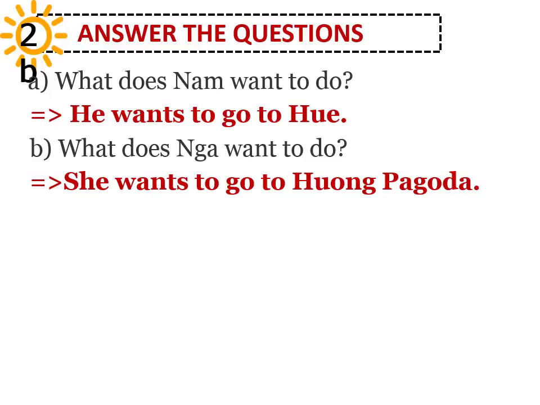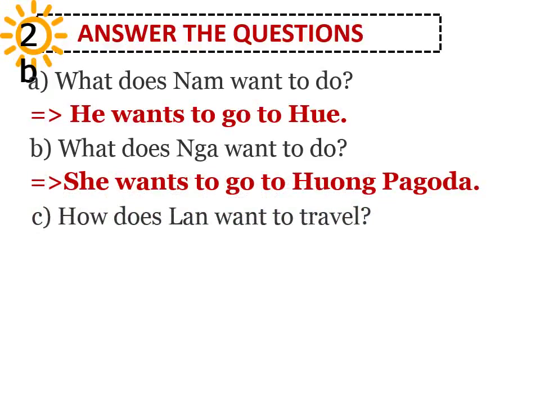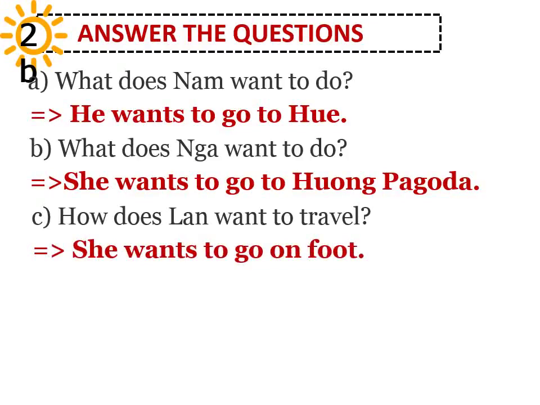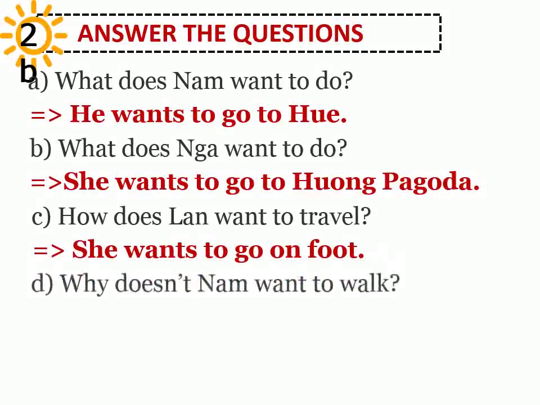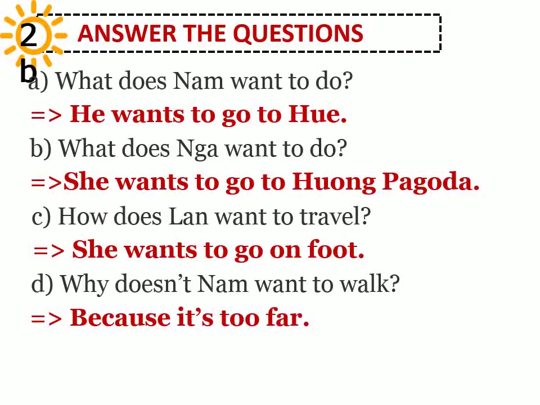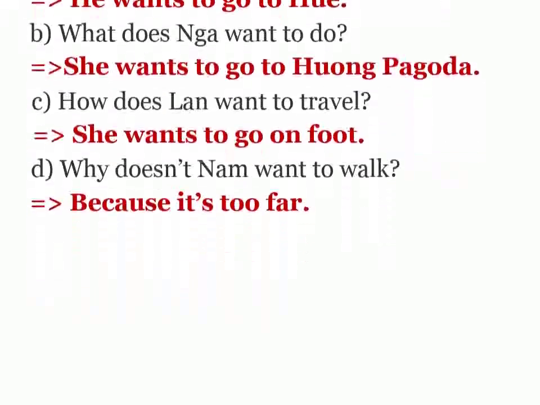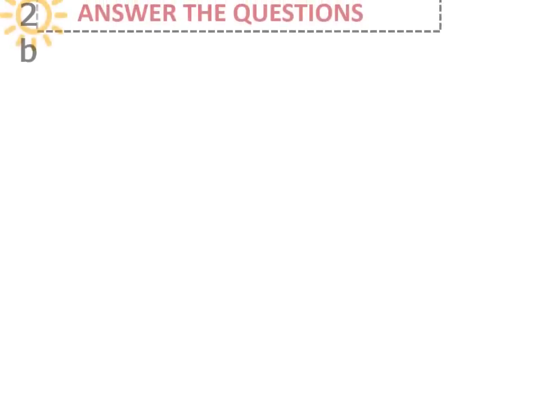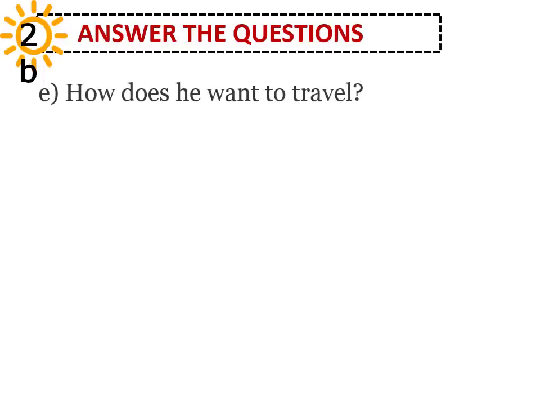Next. How does Lan want to travel? She wants to go on foot. Excellent. Why doesn't Nam want to walk? Good job. Nam doesn't want to walk because it's too far. Next. How does he want to travel? Yeah, he wants to go by bike.